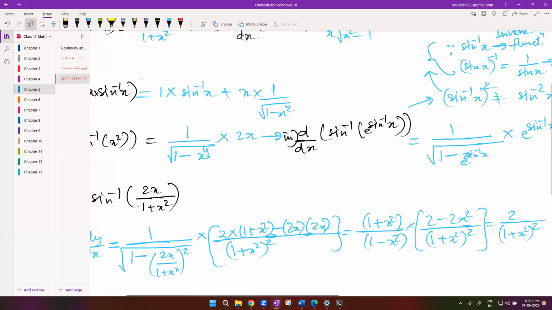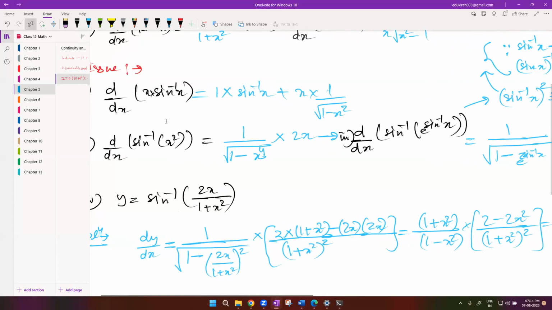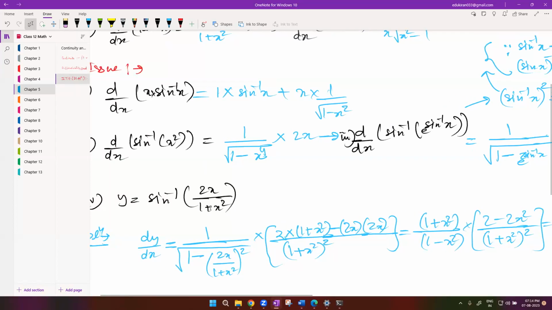Let's start with the fifth part. So here it is given sine inverse 2x divided by 1 plus x square. Now we have just seen the formula for sine 2x in terms of tan. If you replace x with tan x, this whole algebraic function becomes 2 tan x divided by 1 plus tan square x. And that can be written as sine 2x. Sine 2x can be written as 2 tan x divided by 1 plus tan square x. And this is the same algebraic function which is given in this case.